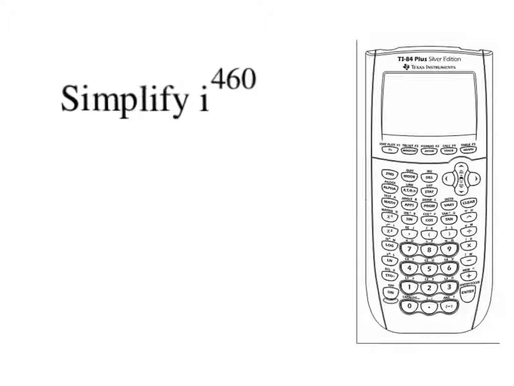Once you are in a plus bi form, press the Math button, and when you get to that screen, go to Num and go to i part. You will see the screen of i part with a parenthesis. You're going to type in i to the 460. The i symbol is second and then the decimal symbol. So second decimal, and then you raise it to 460. That would output an answer of 1.